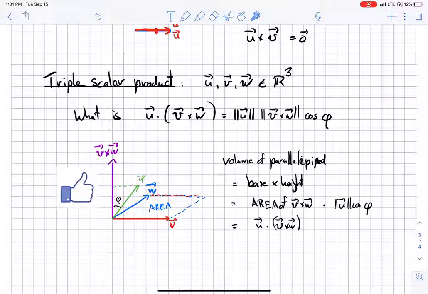So again, it looks complicated because it's a long word, and I also have many vectors and two operations. But really, what I'm doing is the area times the height. The area, again, is the norm of V cross W that we knew from above. Then I have two vectors, this cross product and U. If I do the dot product between the two, that gives me exactly the norm of the projection of U on V cross W, and that gives me the height of the parallelepiped.